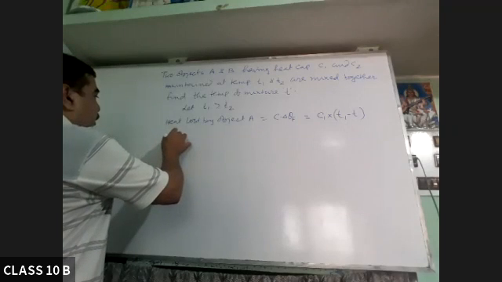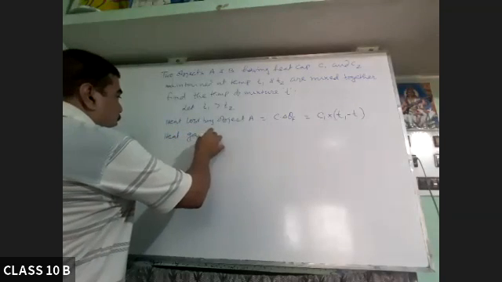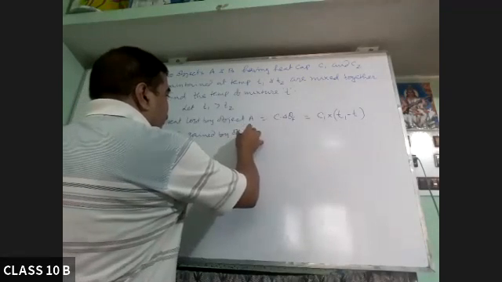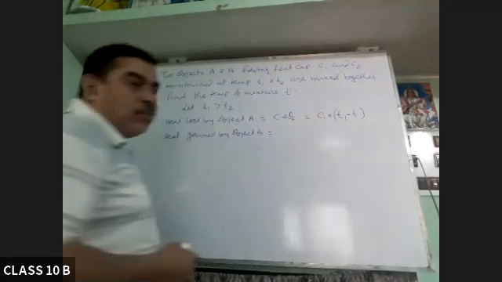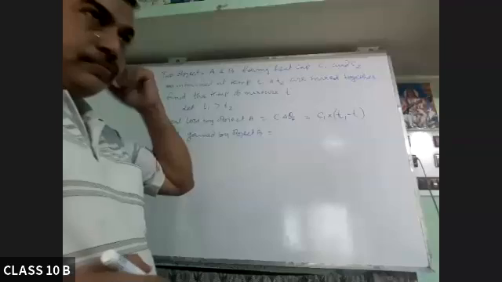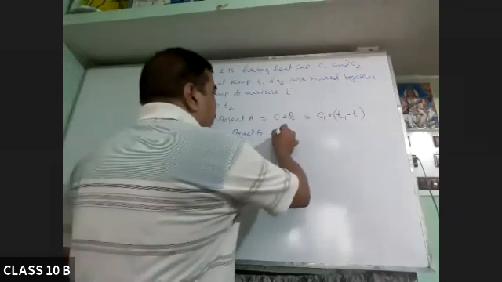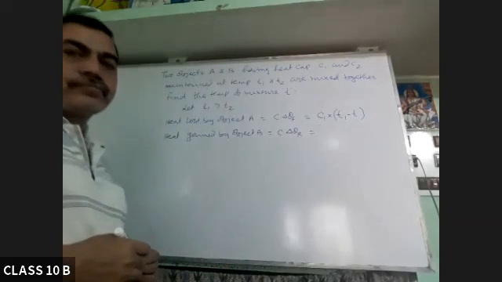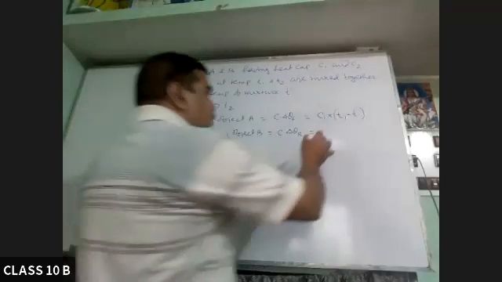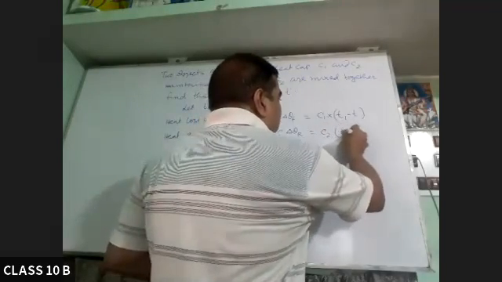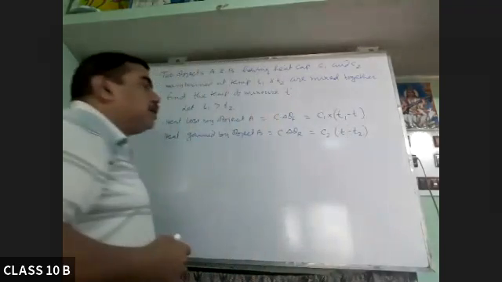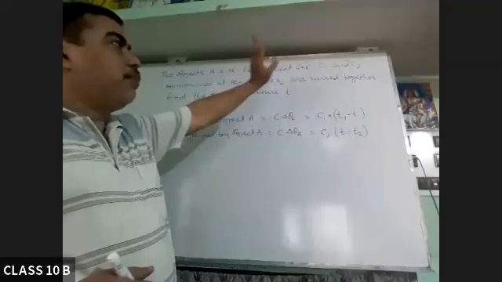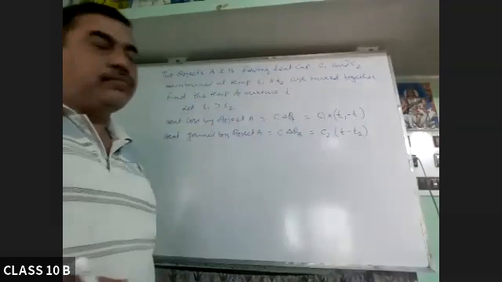And heat gain: B is the cold object, as we have assumed. So what will it be here? C into rise in temperature. So it is C2 and the rise in temperature is T minus T2. Its temperature will increase from T2 and reach T. The hot object will lose heat from T1 to T.